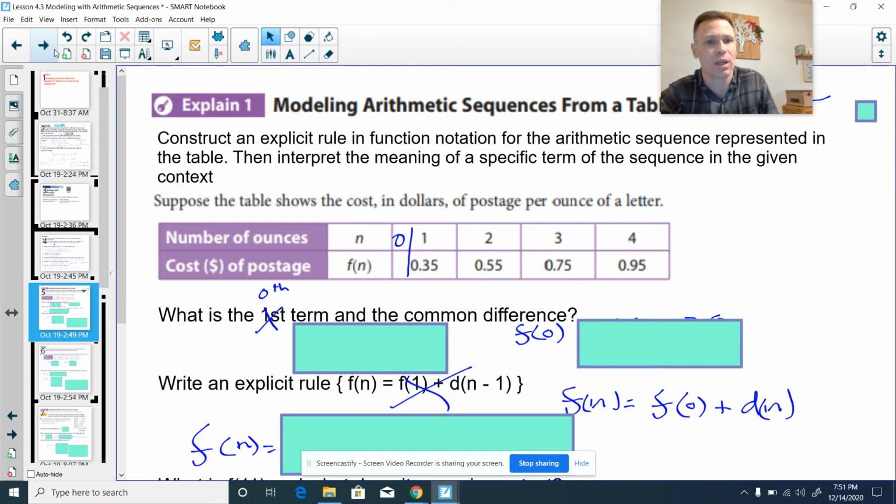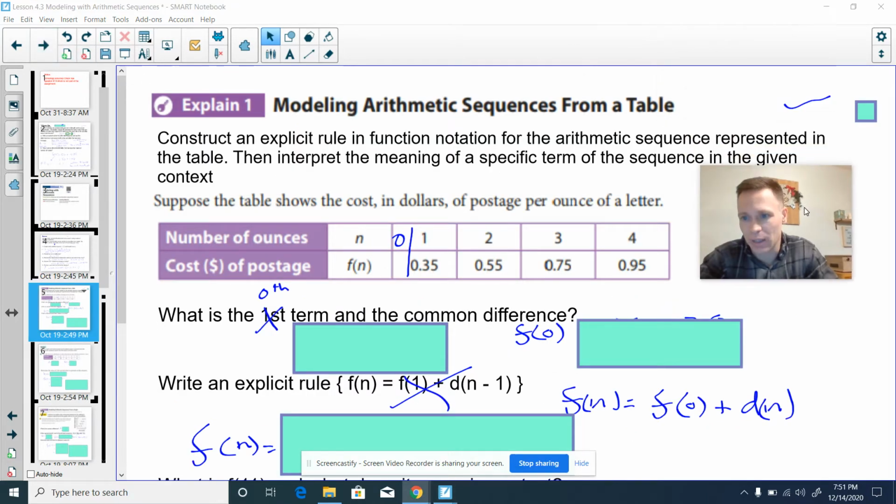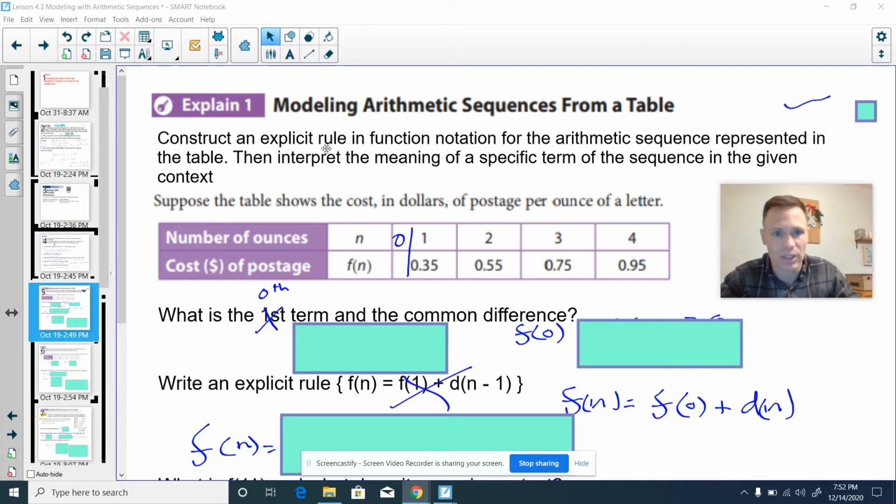All right. Okay. Another modeling problem here. So it says construct an explicit rule and function notation for the arithmetic sequence represented in the table, then interpret the meaning of a specific term of the sequence in given context. So basically, here's the sequence, write a rule, use the rule, interpret the meaning of your answer. That's what we're doing.